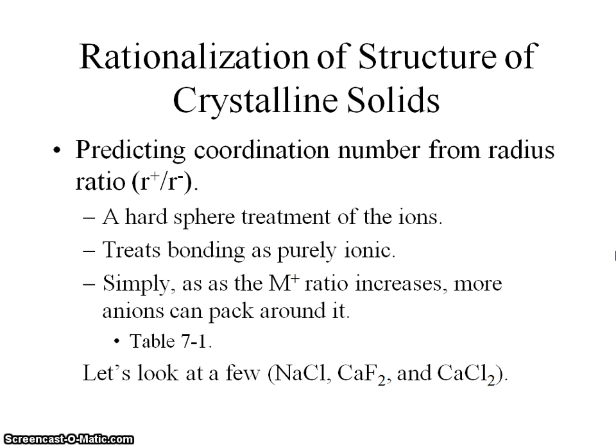Now friend, rationalization of the structure of crystalline solids. Predicting coordination number from the radius ratio R plus divided by R minus. A hard sphere treatment of the ions treats bonding as purely ionic. Simply, as the M plus radius ratio increases, more anions can pack around it. Let's look at a few examples: sodium chloride, calcium fluoride and calcium chloride.